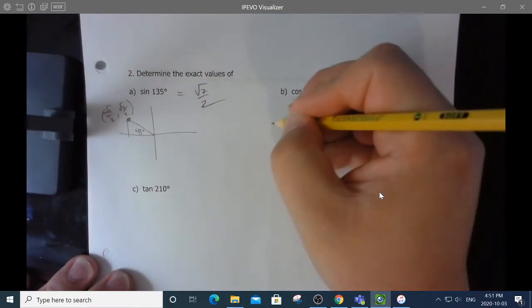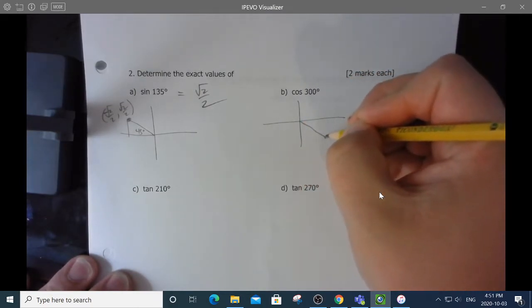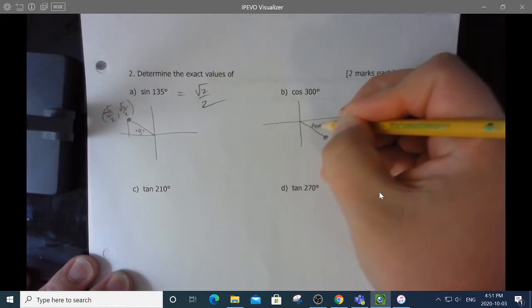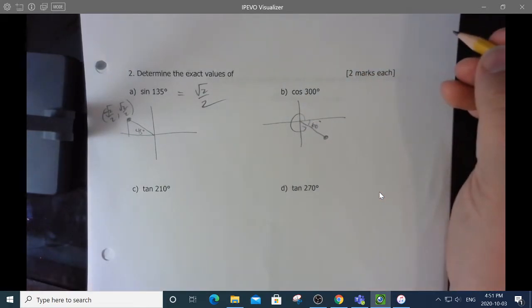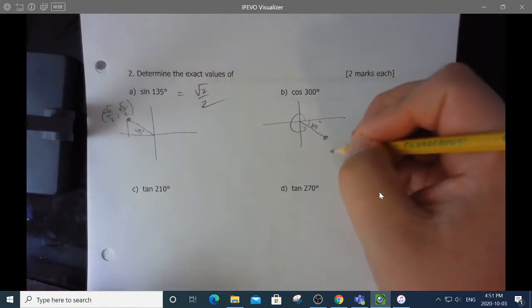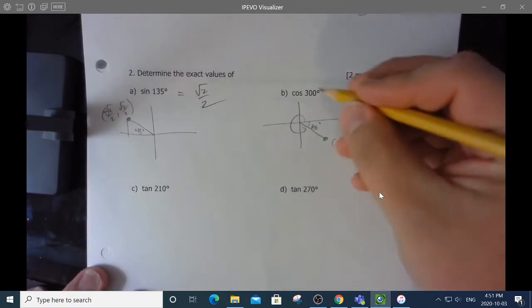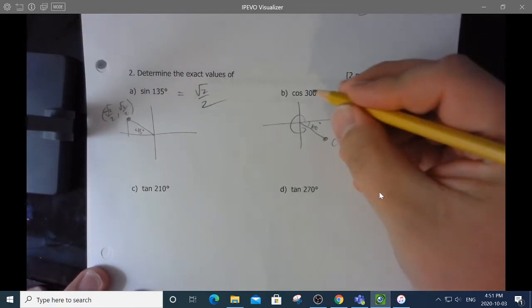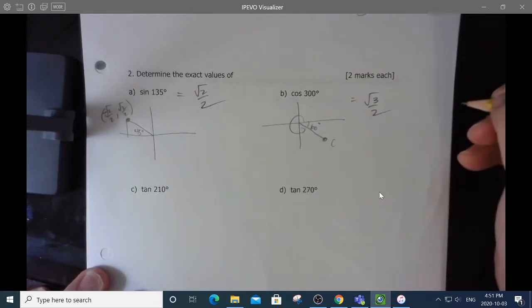Cosine of 300. Okay, what family is 300 in? 300 would be down here. It's 60 degrees away, so it's part of the 60-degree family. Right, so it's 60 for the reference angle and 300 for the standard angle. And in this quadrant, cosine is the only thing positive, and I'm being asked for a cosine, so I just have to remember what the cosine of 300 degrees is, and it is root 3 over 2, which is positive.